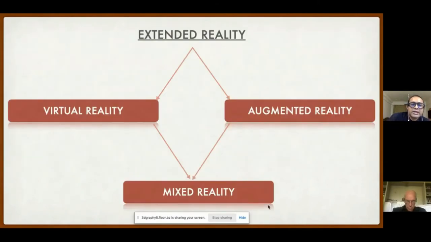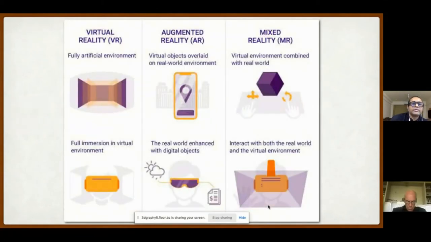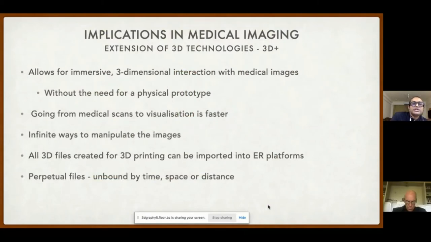And extended reality is a whole spectrum. I don't even need to touch upon it because Justin has explained it so beautifully. It's the continuum of how extended reality can be used, from virtual reality to augmented reality to mixed reality. It depends upon us how we want to use it and in what sphere of activity. So what are the implications of this technology in medical imaging? Using extended reality, I feel it is an extension of 3D printing. I do not see it as a substitute, but as an extension of 3D technologies.